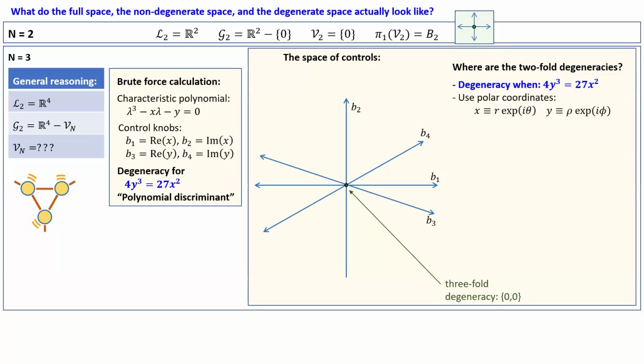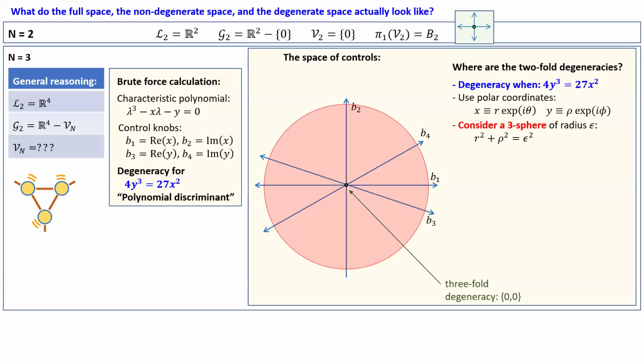The answer is so cool, I'm actually going to walk you through two or three lines of algebra, and it's going to be worth it, I promise. Okay? So in order to do that, let me replace these Cartesian coordinates for these two complex numbers with their polar expressions, r e to the i theta and rho e to the i phi.